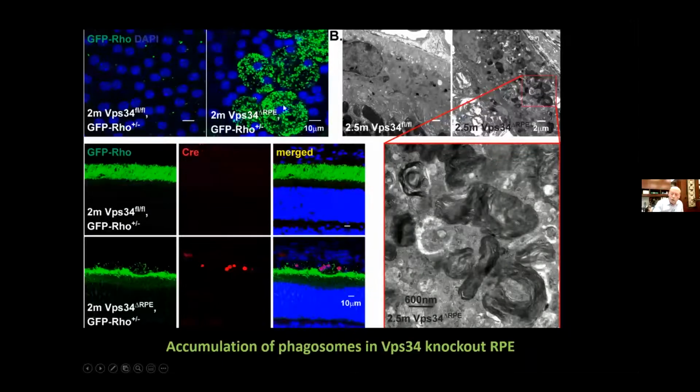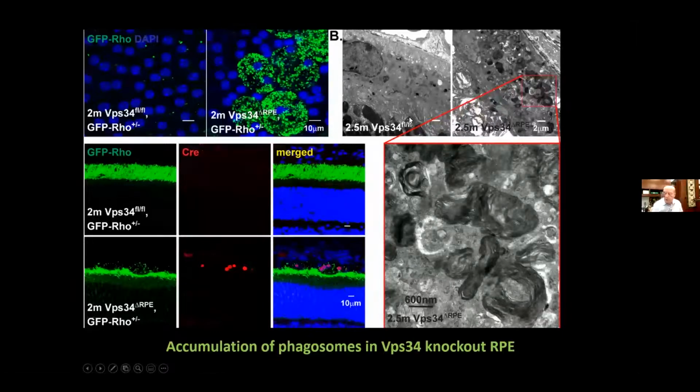Now, when you look at the knockout mice, you see a very different story. No matter what time of day you look, you see this dramatic accumulation of autophagosomes. All of the staining is due to this rhodopsin GFP that is accumulated at very high levels in phagosomes in all of these knockout cells.